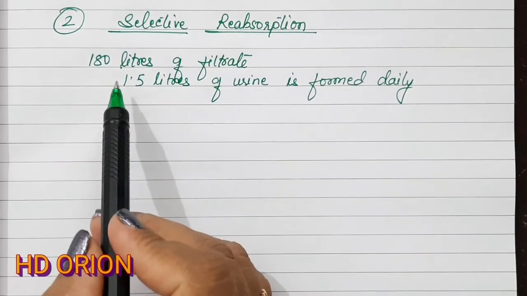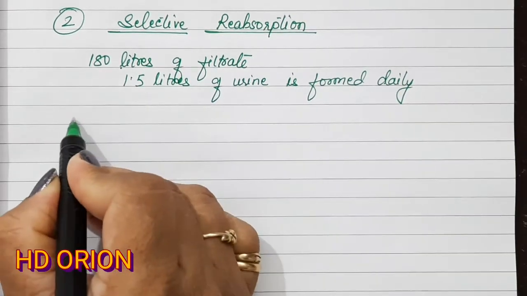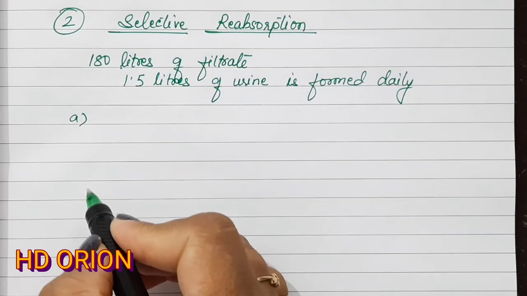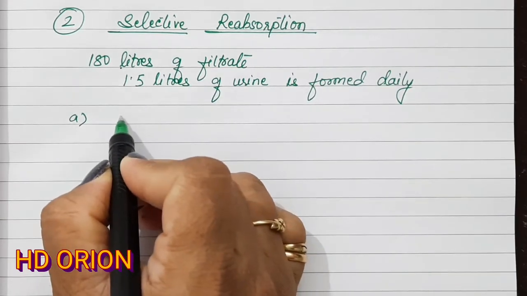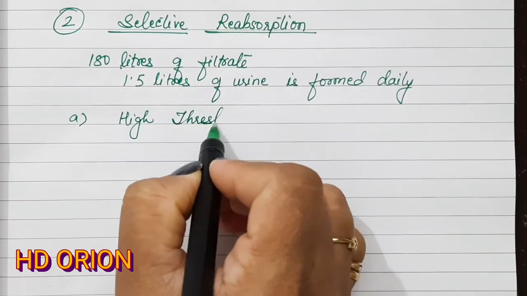So let us see what all is reabsorbed. There are substances which we can categorize. The first category is high threshold substances.